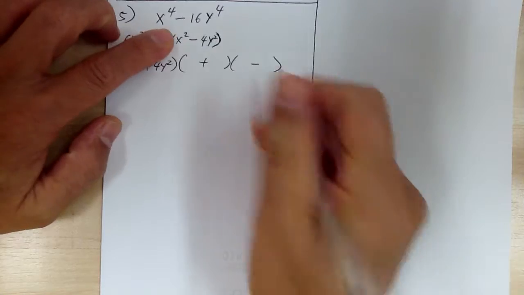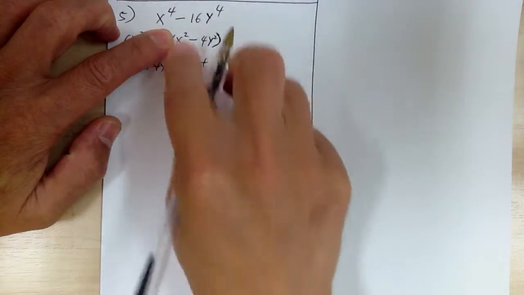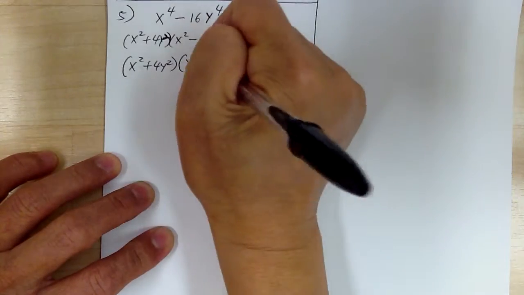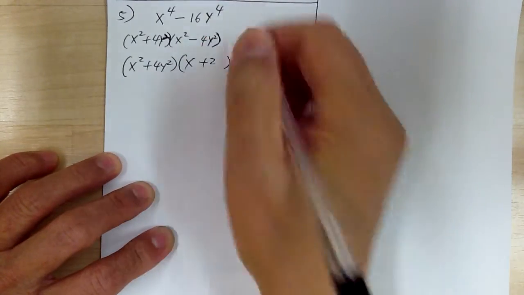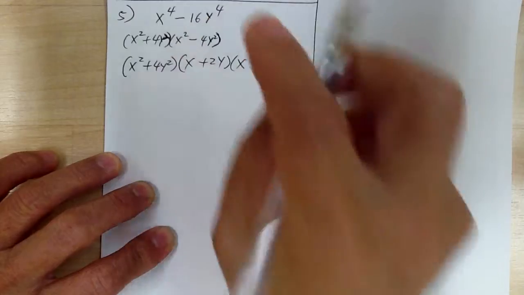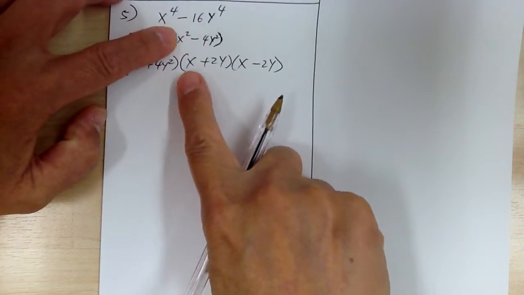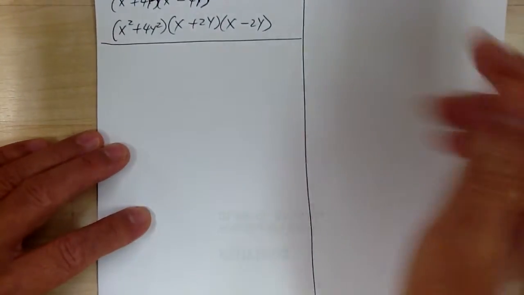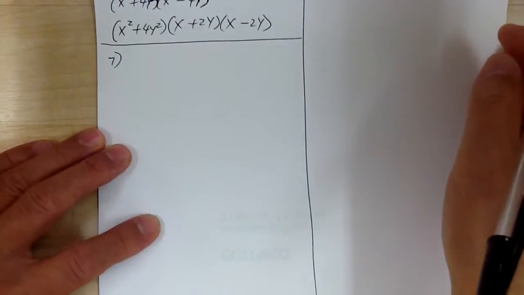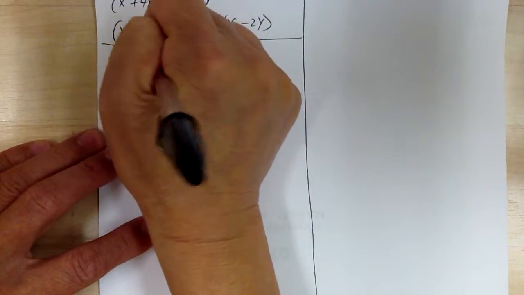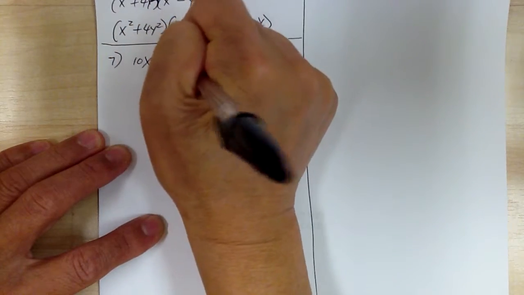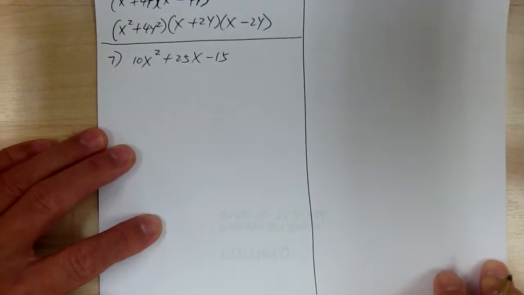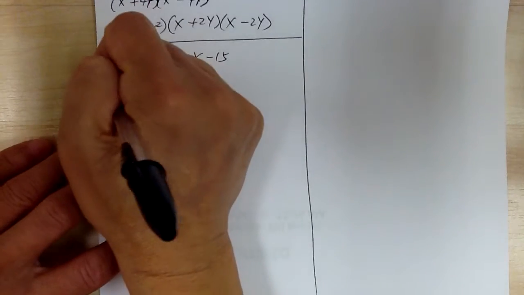So you have to repeat. You need x times x to get x squared, plus times minus to give you minus, 2 times 2 to give you 4, y times y to give you y squared. Right? Again, you just do each one. And that's it for number 5. Okay, let's go to number 7. You have 10x squared plus 25x minus 15. So step 1, common factor. Factor out the 5.